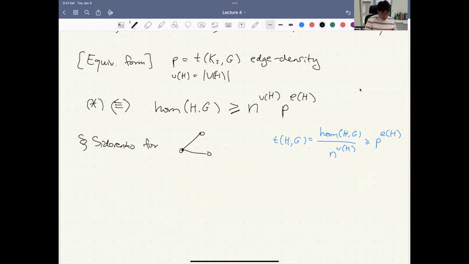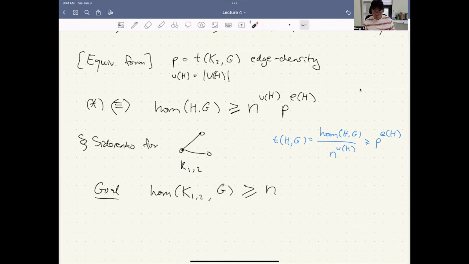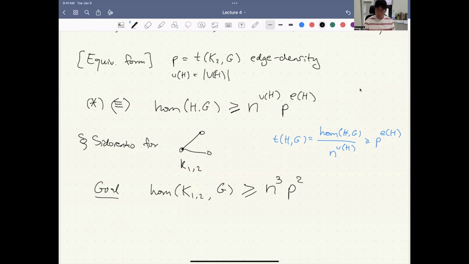So our goal is to show this, let's view it as the complete bipartite graph K_{1,2}. Our goal is to show the number of homomorphisms of K_{1,2} to G is at least n to the power of the number of vertices in H, which is 3, times p to the power of the number of edges in H, which is 2. So this is our goal.